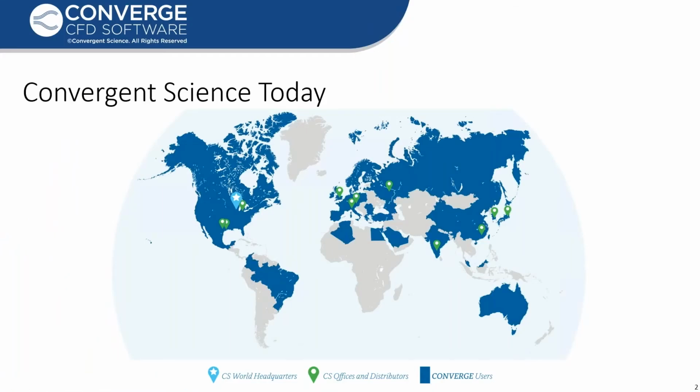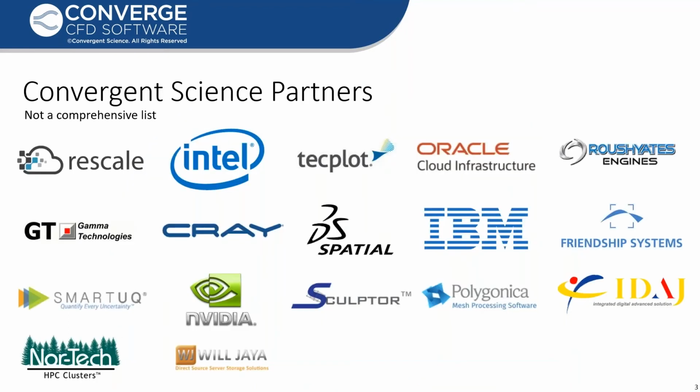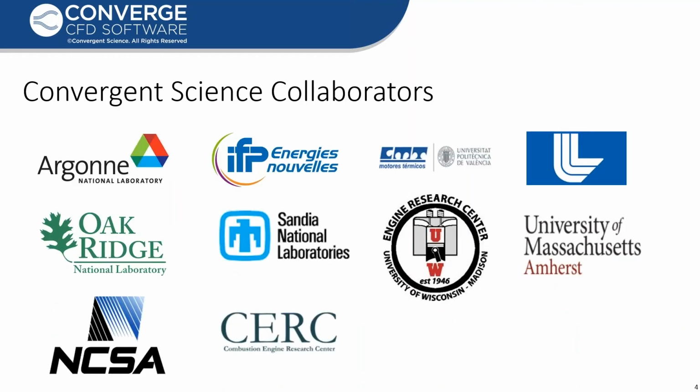Convergent Science has a global presence. Our head office is in Madison, Wisconsin. As this slide shows, we have a presence in a lot of other countries, in Europe and Asia as well. Rescale has been a valuable partner for Convergent Science for many years, and you'll see why Converge and Rescale work pretty well together to bring you the best product in the market for your IC engine combustion simulations. We have many collaborators as well. Different national labs throughout the world partner with us and work hand in hand to bring you one of the best software packages available for your IC engine simulation.